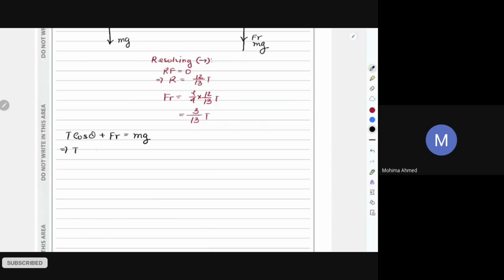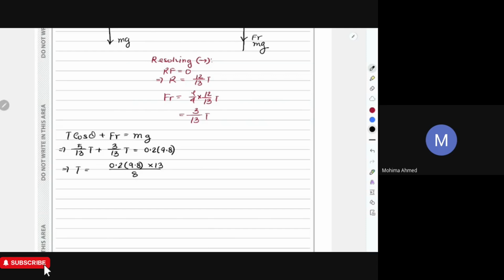So if I want to make T the subject, it's just going to be mg, which is 0.2 times 9.8, minus... wait, sorry, before that I just have to simplify. This is going to be 5 by 13 T plus 3 by 13 T equals 0.2 times 9.8. This is going to be 5 plus 3 is 8 by 13. The value for T is going to be 0.2 times 9.8 multiplied with 13 over 8, right? This entire fraction gets divided.